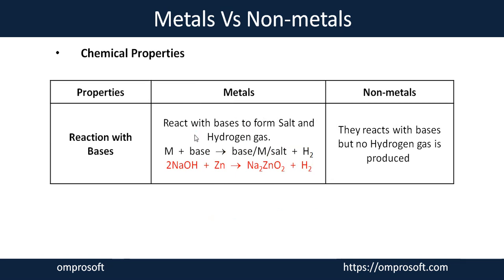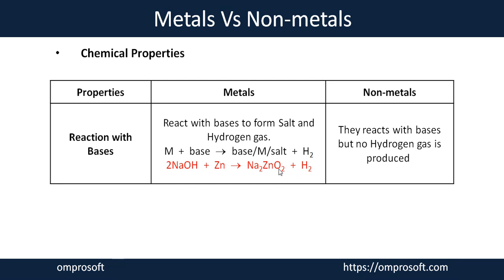The next reaction is with base. When a metal reacts with a base, it produces its salt, or the metals remain in their oxide form, but they also liberate hydrogen gas during this reaction. Like here, sodium hydroxide reacts with zinc. This is the base and this is our metal. It produces sodium zincate, which is a salt in nature, and hydrogen gas is liberated during this reaction.